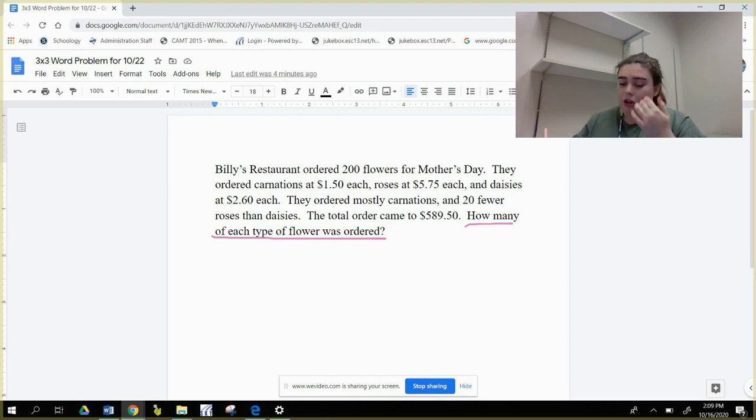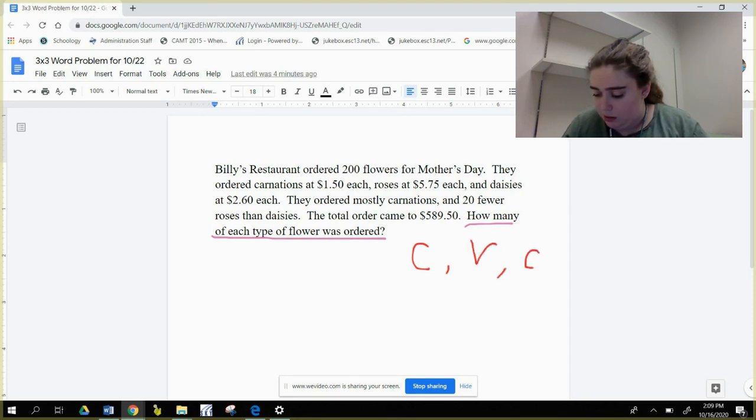So let's write our variables down. Let's make our variables C for carnations, R for roses, and D for daisies. Those are our 3 variables, C, R, and D. Now let's try to build our equations.